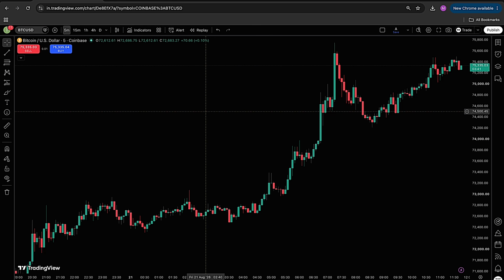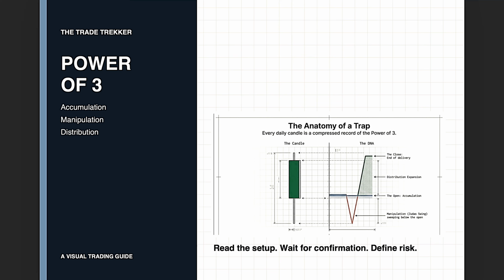So what I will do here is open a PDF, and I want to tell you about this power of 3. Here you can see the power of 3. The first is accumulation, the second is manipulation, and the third is distribution. Mostly, people make losses during accumulation and manipulation, and by the time it reaches distribution, their losses have become quite significant, so they aren't able to wait until distribution. Professionals, on the other hand, use distribution. Let me explain what these three things are.